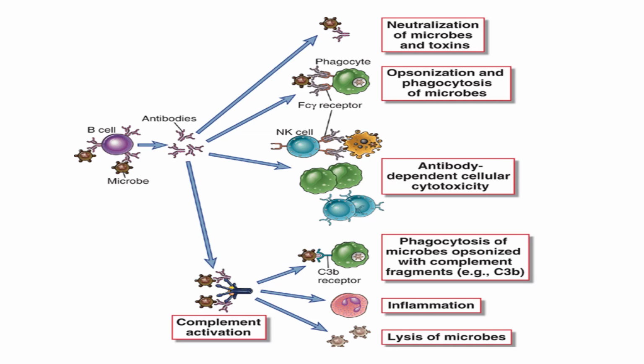To sum up, IgG is responsible for neutralization of microbes and toxins. IgG is responsible for opsonization and phagocytosis of microbes. IgG-dependent cellular cytotoxicity can occur with the help of NK cells. Phagocytosis of microbes opsonized with complement fragments, that is C3b, also occurs. When IgG activates the complement system, it can lead to inflammation and lysis of the microbes.